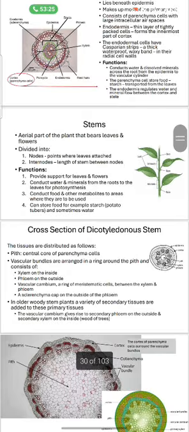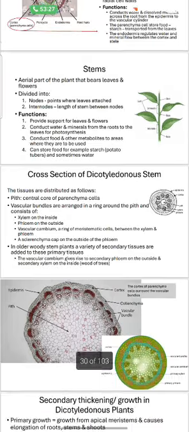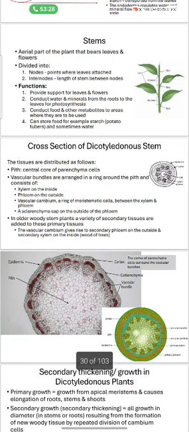So, cross section of a dicotyledonous stem. The tissues are distributed as follows: the pith is the central core of parenchyma cells. Next, the vascular bundles are arranged in a ring around the pith and consist of xylem on the inside, phloem on the outside, because remember, the xylem is always inside and phloem is always outside, because xylem is dead cells, phloem is living cells.